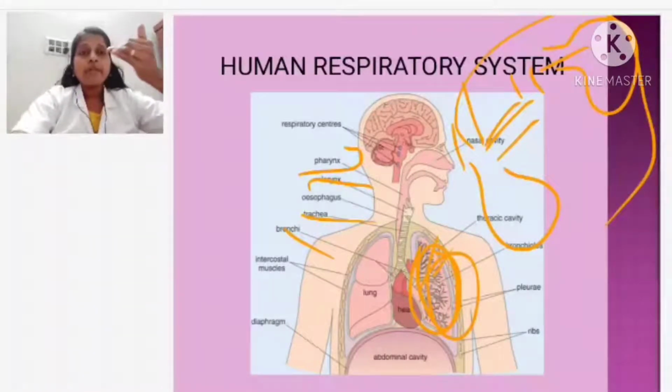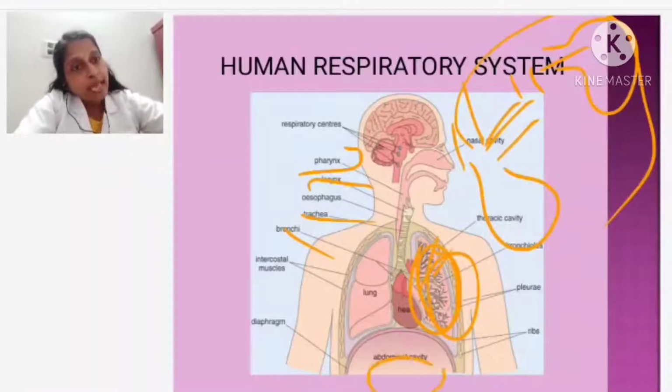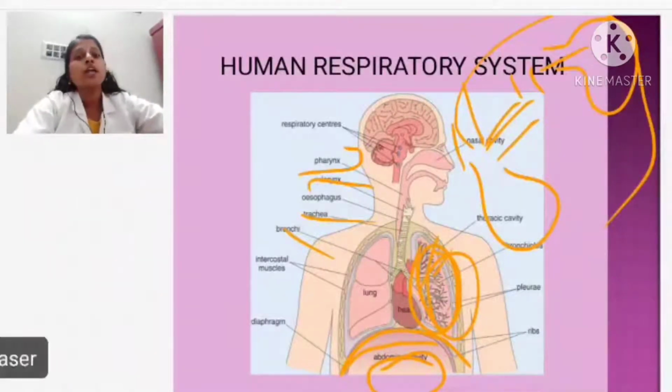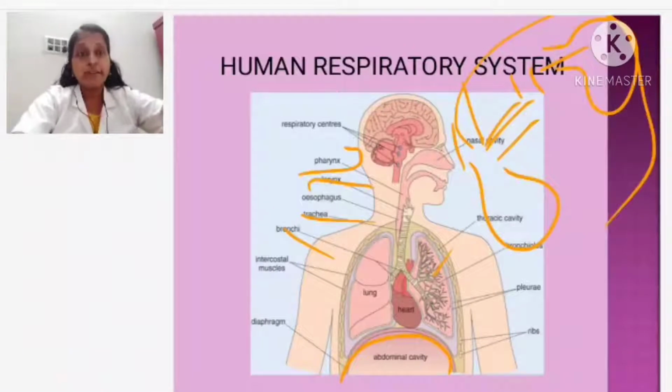Now, hereafter you also need to learn some other parts. What are the parts? You can find there is an abdominal cavity here, isn't it? Just below the lungs, in the space, you can find a disc-like structure present, isn't it? A dome-shaped structure is present over here. This dome-shaped structure, we call it the diaphragm.